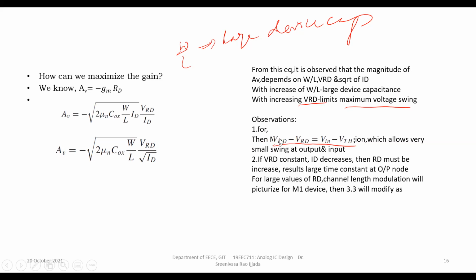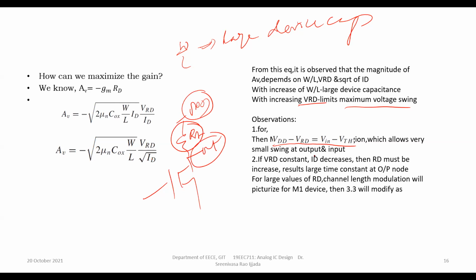Suppose VDD minus VRD: in this device, this is Vout, this is VDD, and this is RD. I am talking about the VDD minus the drop across this, which is equal to Vin minus VTH. This is the Vin, and this is the VTH of the device. So this may be equal to VDS. Maximum here and here, the potential drops are the same, then the voltage limit means the swing is very small.